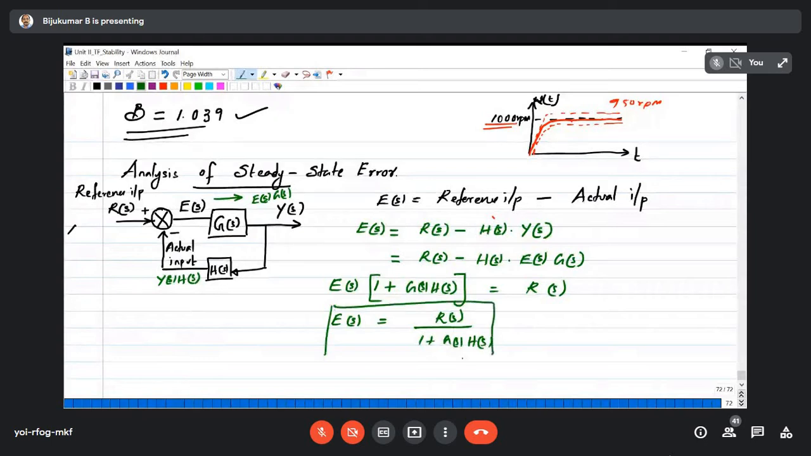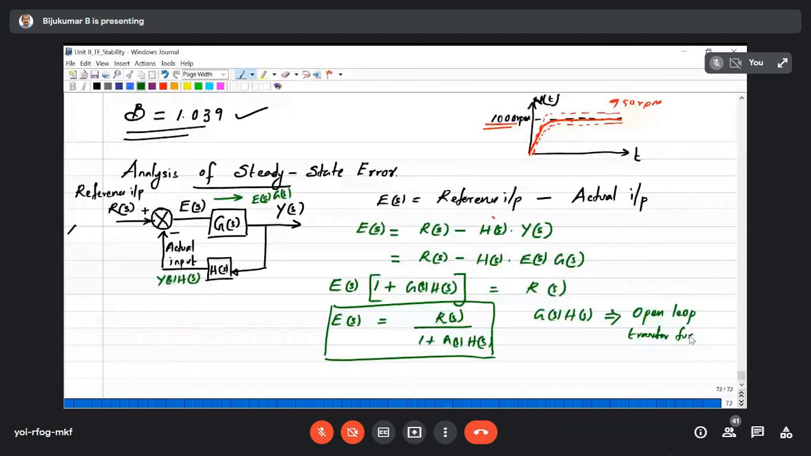So this is the expression for error signal. And what is G of S into H of S? We already studied that. If you multiply open loop transfer function with feedback gain, this we can call it as the open loop transfer function of the system. Clear? Any doubt?